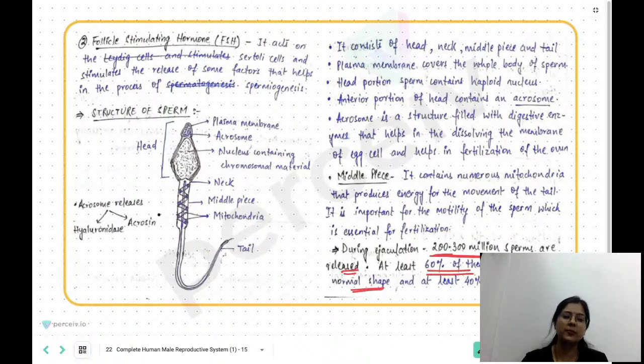Now the shape of the sperm is very, very important, because if the shape of the sperm is not proper, this can result in defectiveness of the fertilization process. It will not be able to carry out fertilization properly. It might be possible that the egg membrane does not dissolve, or other complications can arise. So it should have a normal shape.